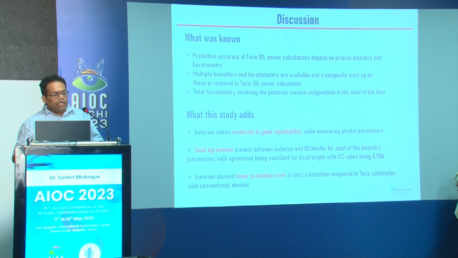So what we already know is that predictive accuracy of toric IOL power calculations depends on both precise biometry and keratometry, and multiple biometers and keratometers are available, and a composite workup on all these is required to do a toric IOL power calculation. But what this study adds is that Anterion shows moderate to good repeatability, and good agreement between Anterion and IOLMaster is still present, and it has a lower prediction error in toric calculation compared to toric calculation which was done by conventional devices.